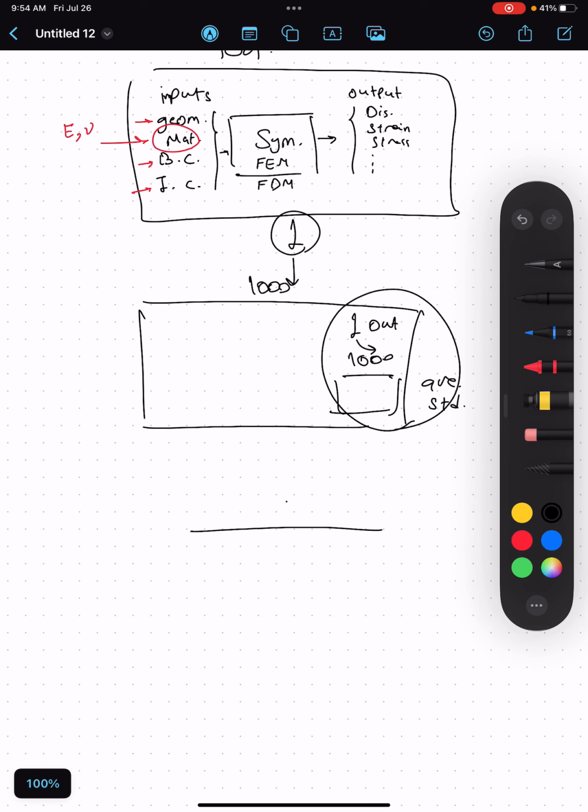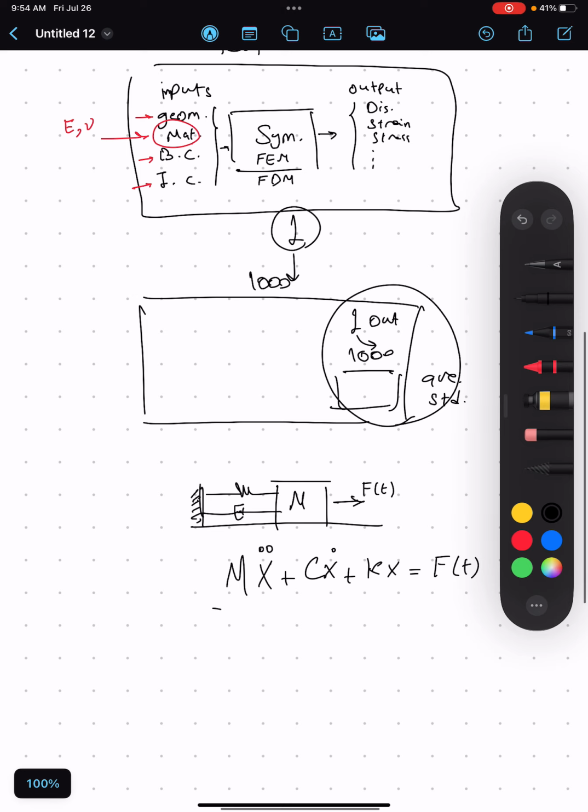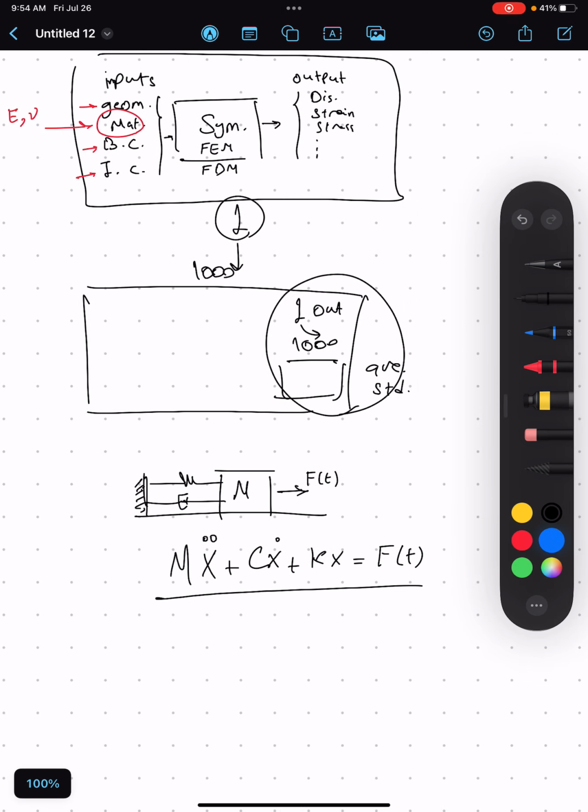For instance, consider a mass spring damper system like this. This is our system, and our governing equation, our mathematical model, is m x double dot plus c x dot plus k x equals F, which is the excitation force as a function of time. This is our equation, and we want to solve it. We know the spring coefficient is k, and we know the damper coefficient is c, but we don't know exactly the mass here.